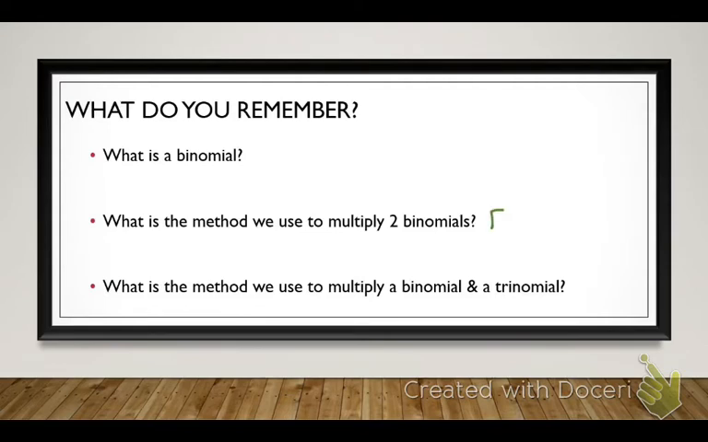Okay, FOIL. What method did we use to multiply the binomial and the trinomial? Remember we drew our arrow? Distributive property. Okay, I used distributive property to multiply the binomial and the trinomial. So FOIL and distributive property, that's what we learned yesterday.